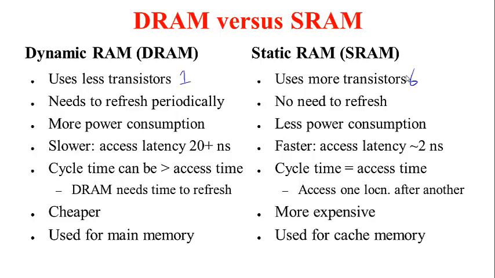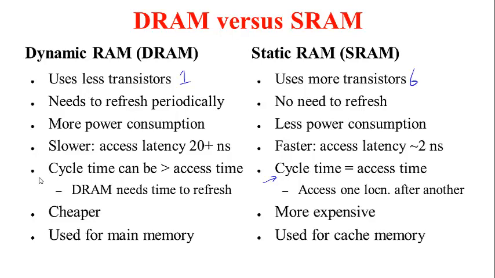Another factor why DRAM is slower than SRAM is in terms of the cycle time. The cycle time metric is different from the access latency metric. Cycle time is the time between two successive accesses. Ideally, cycle time will be the same as access time, that is, you can access one memory location after another. This is the case in SRAM design. On the other hand, in DRAM design, you can have cycle time which is greater than the access time. This again arises due to the need for DRAM to refresh its memory cells.